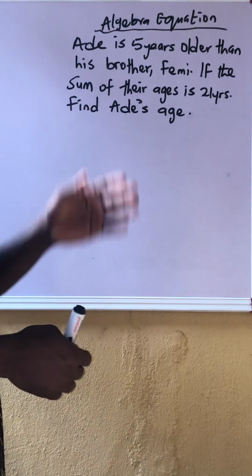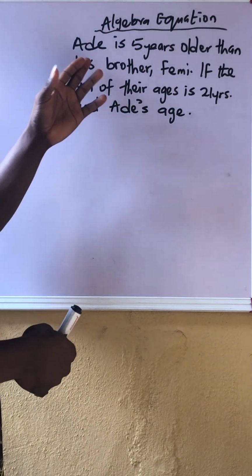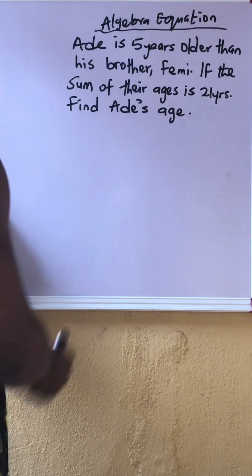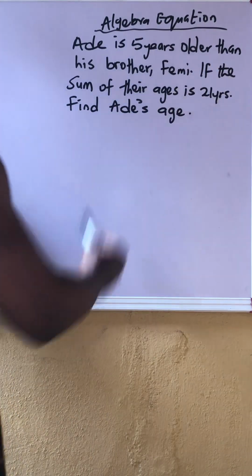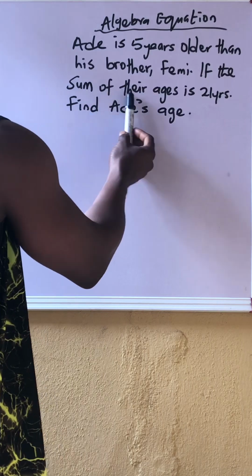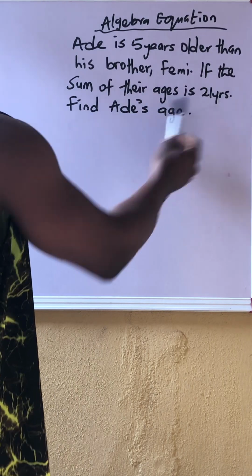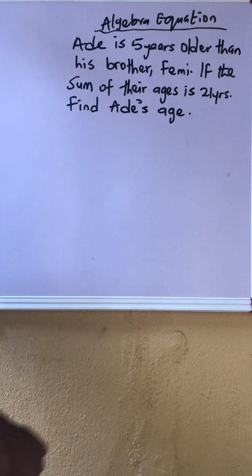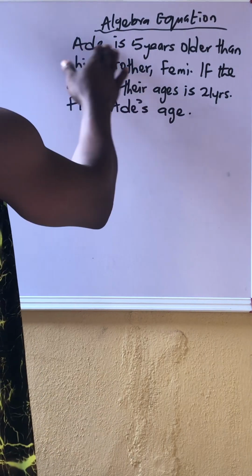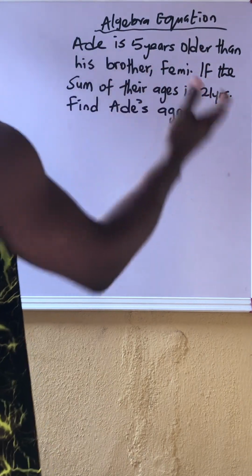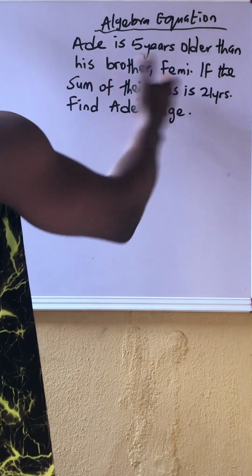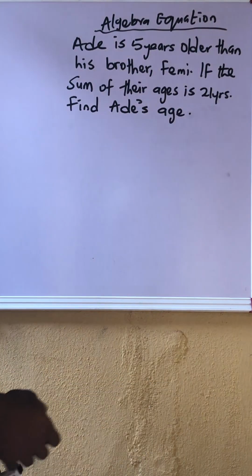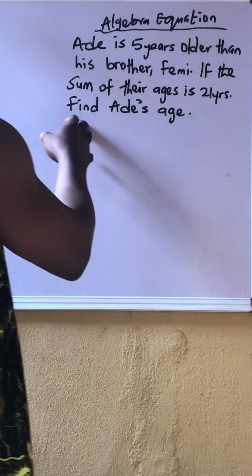Now, we have an equation. This is saying that Ade is 5 years older than his brother Femi. If the sum of their ages is 21 years, find Ade's age. Now, the question says Ade is 5 years older than his brother Femi. Now, if the sum of their ages is 21 years, find Ade's age.